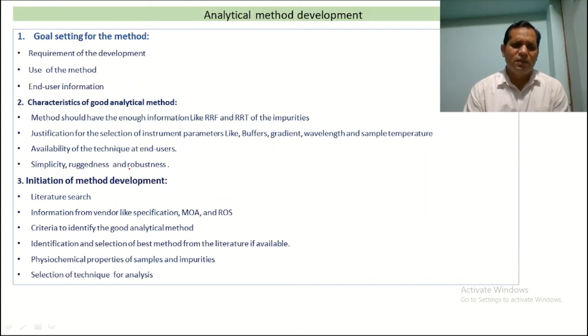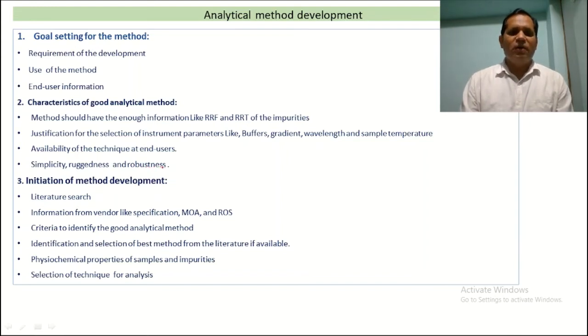Robustness. Robustness means we should have information on what happens if some parameters of the method change from lab to lab. Sometimes the analyst makes the mobile phase differently, or different systems have different system volumes. Based upon that, our method should be robust across different systems and different users.